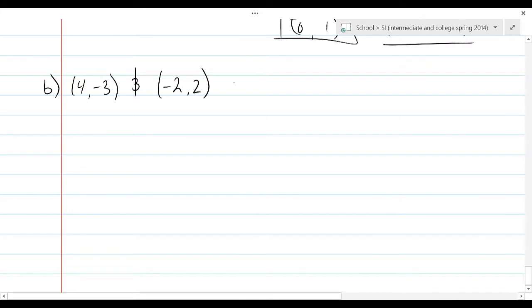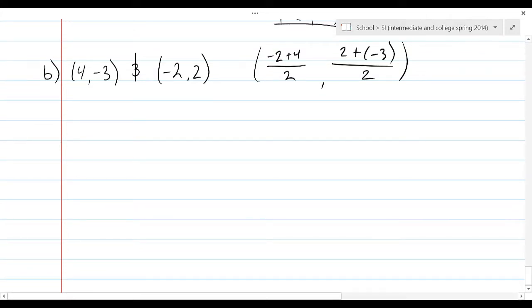right in. So we've got, let's open it up, negative 2 plus 4 over 2, comma, 2 plus negative 3 over 2, close parenthesis. Negative 2 plus 4 is positive 2, divided by 2 is 1. 2 plus negative 3 is negative 1, divided by 2 is negative 1/2. That's the midpoint.